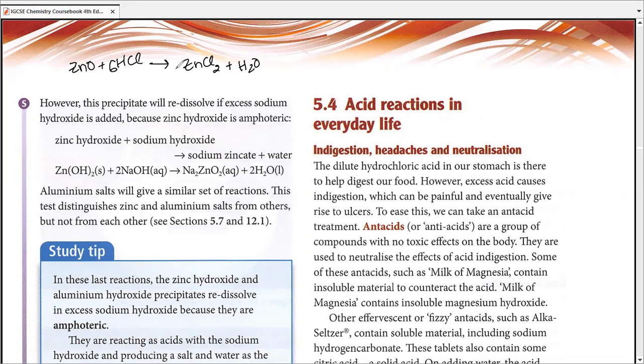Take a look. It balances this way. So take a look. Zinc oxide plus acid gives us salt plus water. That means zinc oxide is acting like a base. But as it's amphoteric, we might need to react it with an alkali and it forms a salt and water.